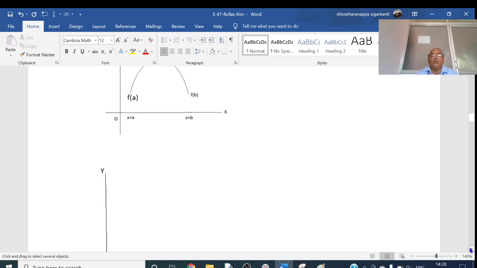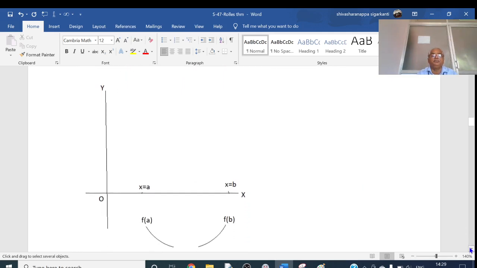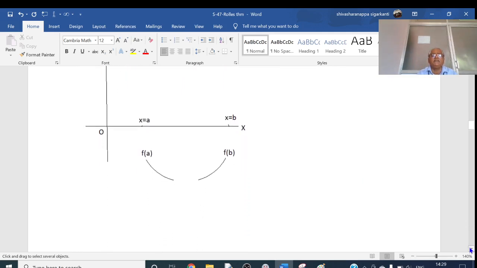Next one, consider one more figure. A similar figure here. Here also the function is discontinuous. F of a equal to f of b. But here it is discontinuous. It is not possible to draw any tangents to the curve which are parallel to x-axis. So here there is no point C such that f dash of C equal to 0.